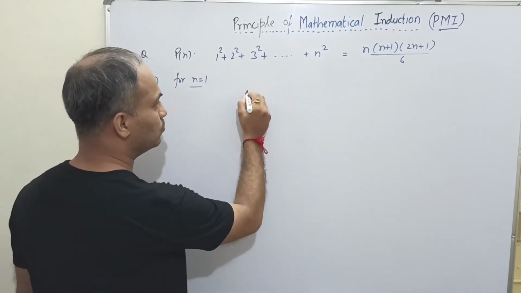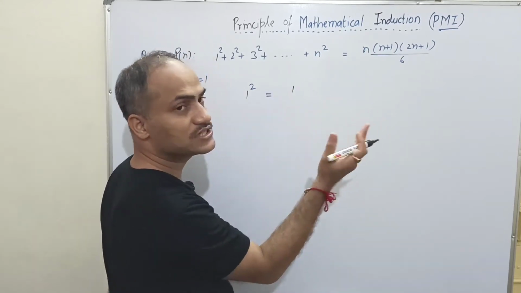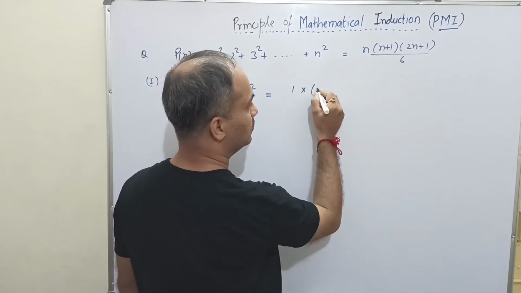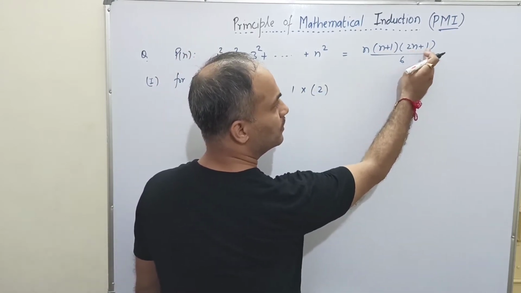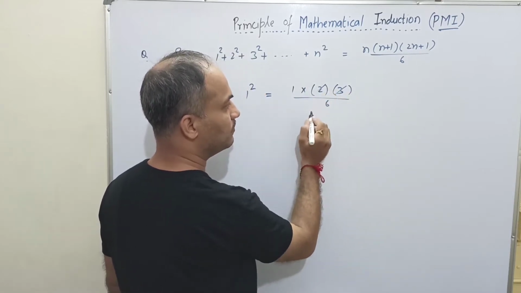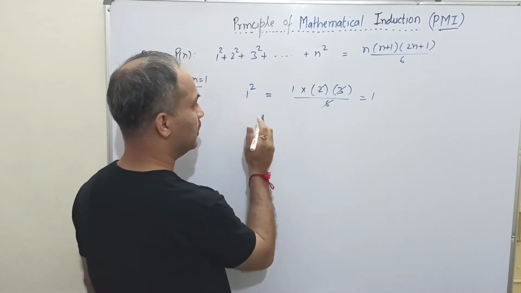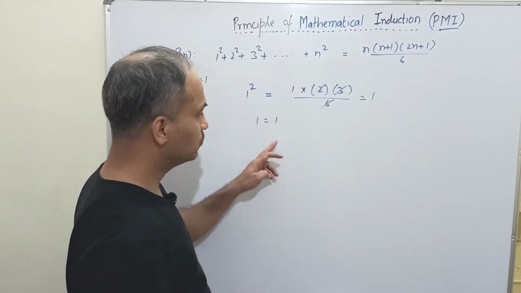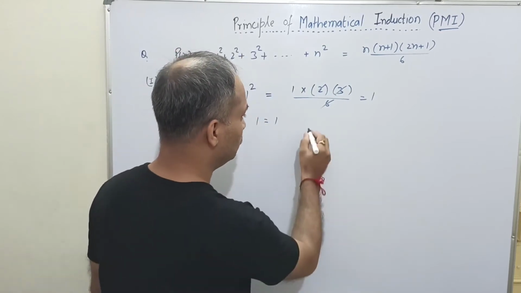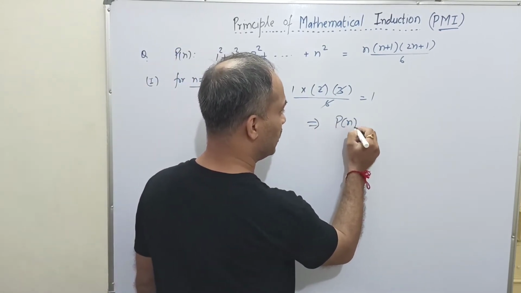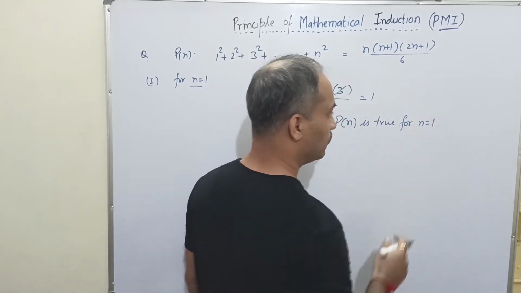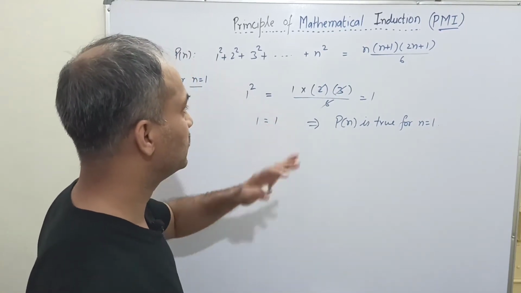So we will be limited to this term only, 1 square. In the RHS we put n equal to 1. So we get 1 into (1 plus 1) into (2 into 1 plus 1) whole upon 6, that is 1 into 2 into 3 upon 6. Now simplify, 2 and 3 become 6, so this is 1. LHS is 1, RHS is also 1, so 1 is equal to 1. This is a known, true fact. It means we say that this statement Pn is true for n equal to 1. This is our conclusion from this step.